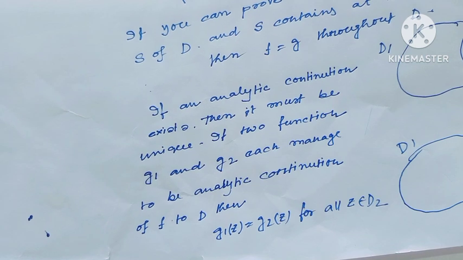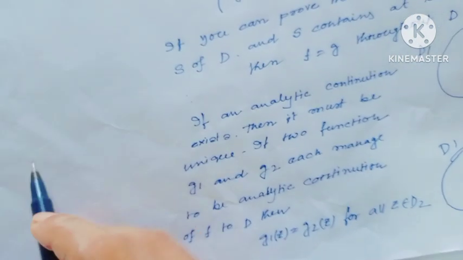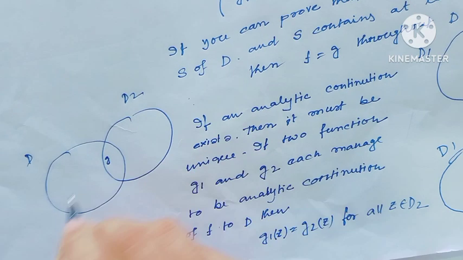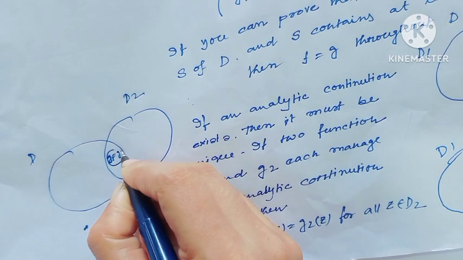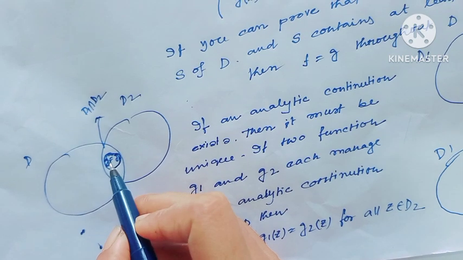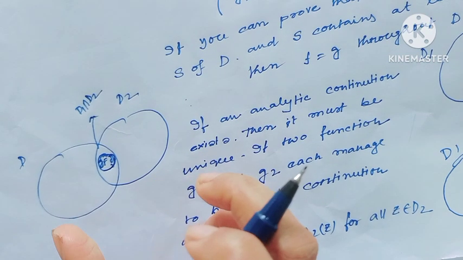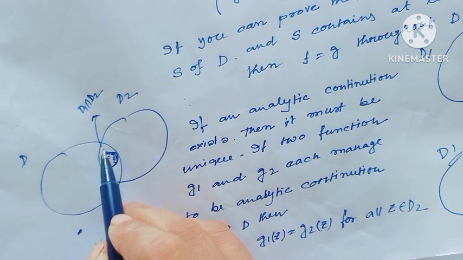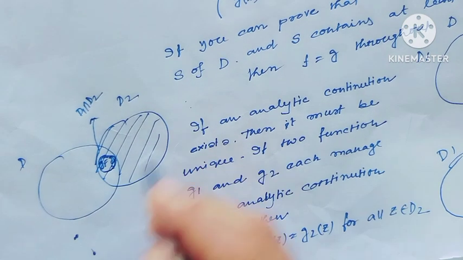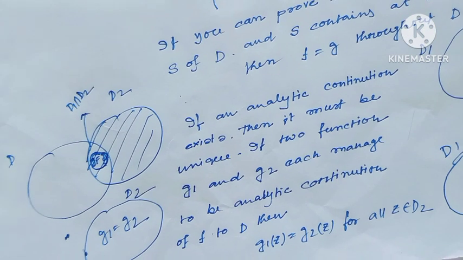That means if two functions g1 and g2 happen to be analytic continuations of f to D, the picture would be of this type. This is D1 and this is D2. If g1 equals g2 on the set S which lies in D1 intersection D2, then by analytic continuation we can say g1 equals g2, not only in D1 intersection D2, it is equal in the whole of D2. That means g1 equals g2 in D2. This is the analytic continuation.